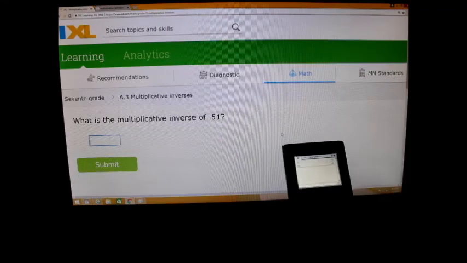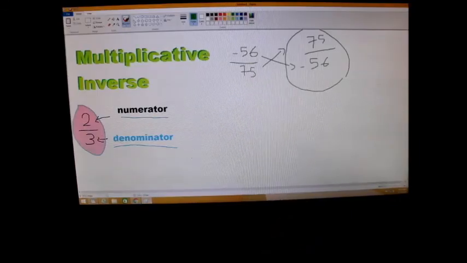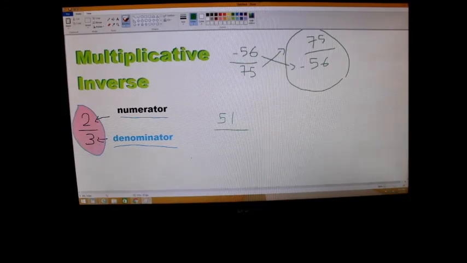What is the multiplicative inverse of 51? The question is asking us what the multiplicative inverse of 51 is. To change this into a fraction, we put a 1 at the bottom. Then we switch the position of these two numbers, which equals 1 on the top and 51 on the bottom. And that's our answer.